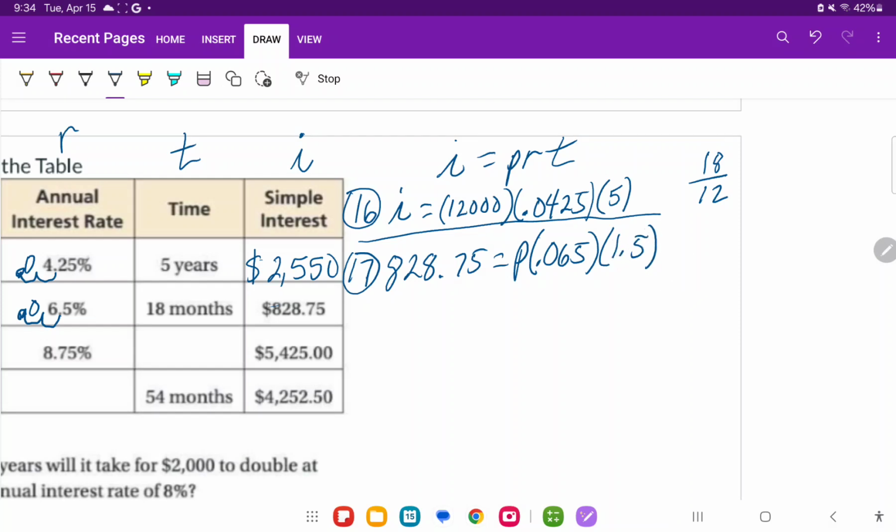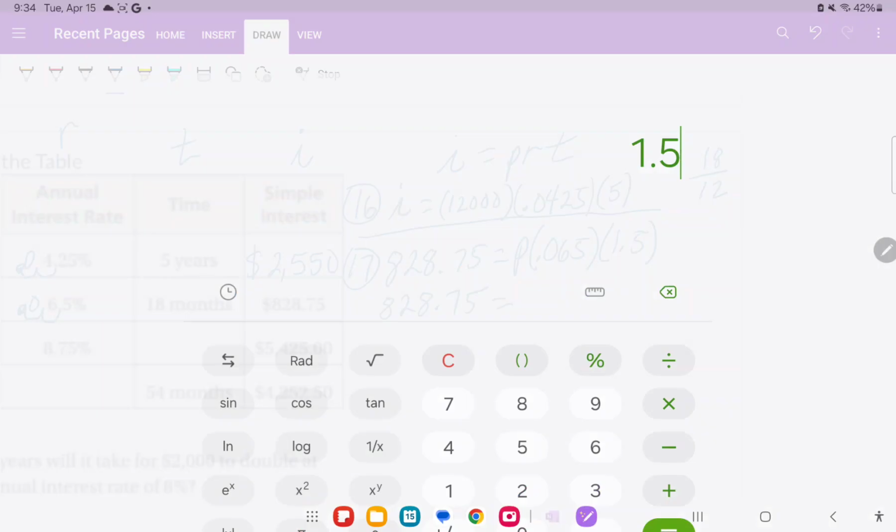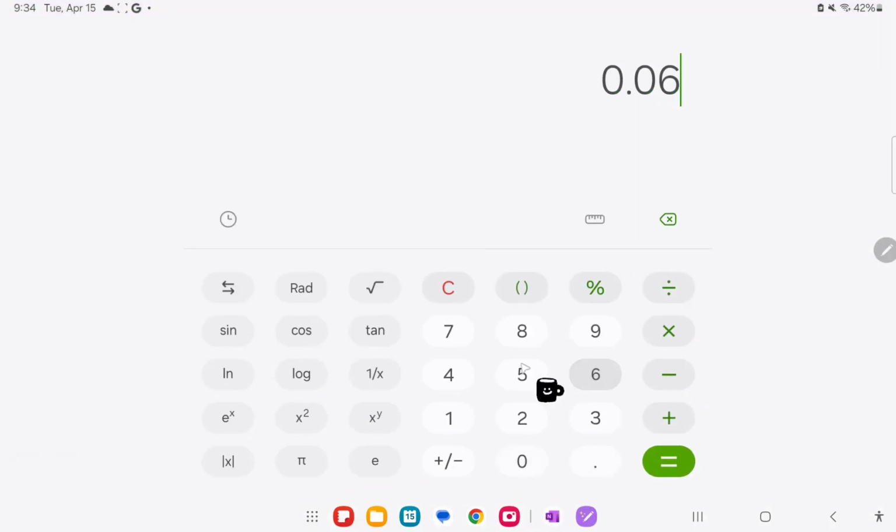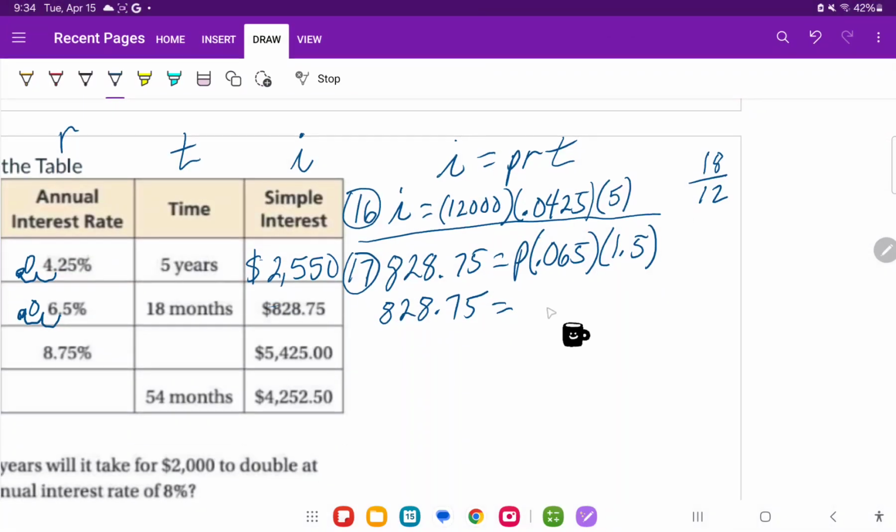All right. So now we multiply together what we can. So bring this down. And then 0.065 times 1.5. That is 0.0975, 0.0975 P for principal.